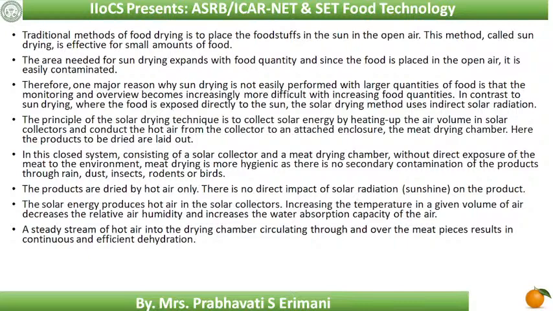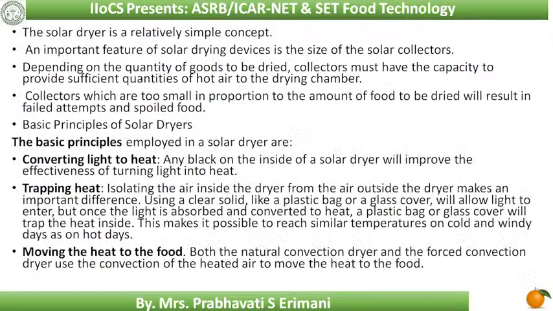So, the solar dryer is a relatively simple concept. An important feature of solar drying devices is the size of the solar collector. Depending on the quantity of the goods to be dried, the collector must have the capacity to provide sufficient quantities of hot air to the drying chamber. So, collectors which are too small in proportion to the amount of the food to be dried will result in failed attempts and spoiled food. So, based on the collector only, we can decide the amount of food to be dried.